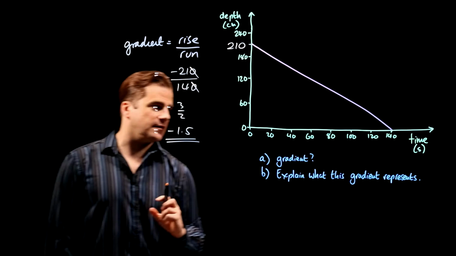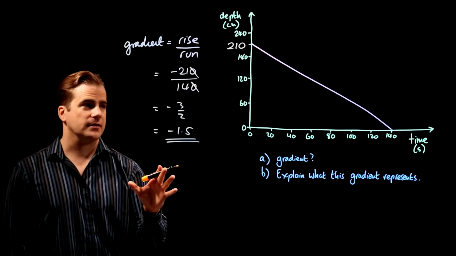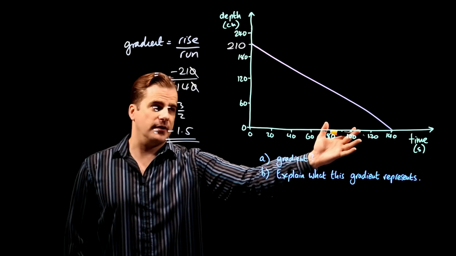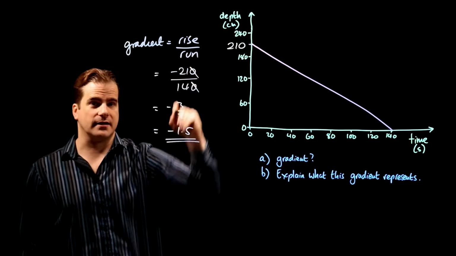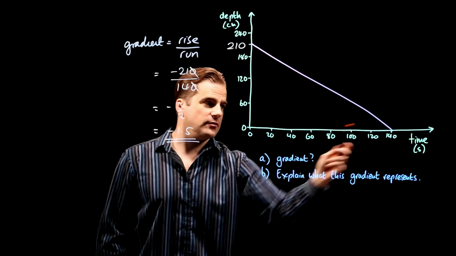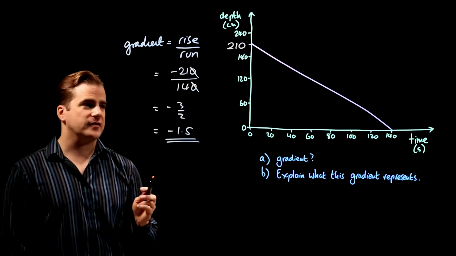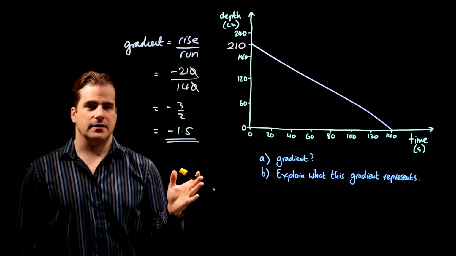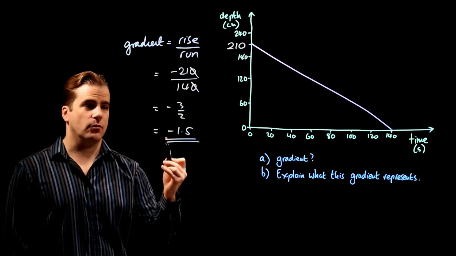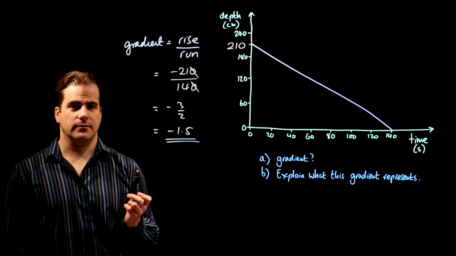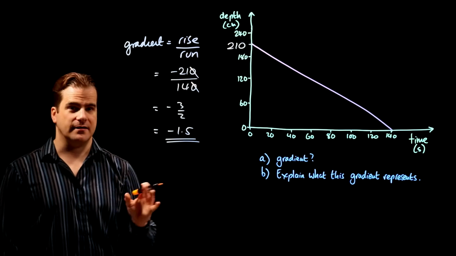Explain what this gradient represents. Well, a gradient is a rate. Okay? Whenever you calculate the gradient of any graph, you're looking at the rate of something, whatever's on the y-axis, compared to, in this case, time. So, in your exam, I would say something like, the gradient shows the rate at which the depth of water is falling in the tank. Just use the word rate, okay? If you get asked a question like this in the exam, get the word rate in there.